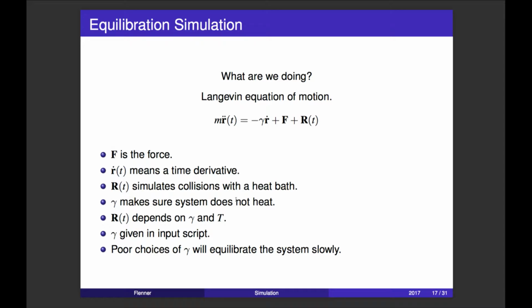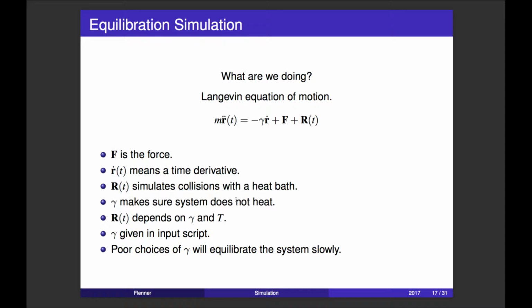So for the temperature, the thermostat, we use a Langevin equation. This is mass times the second derivative of the position. What is this? This is mass times acceleration.